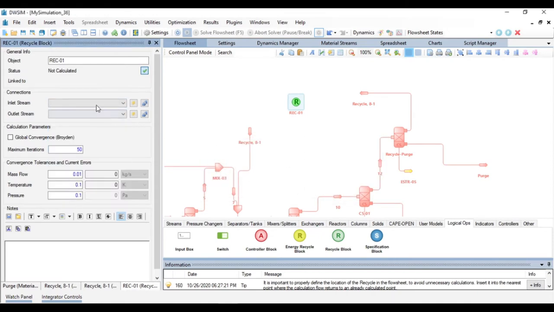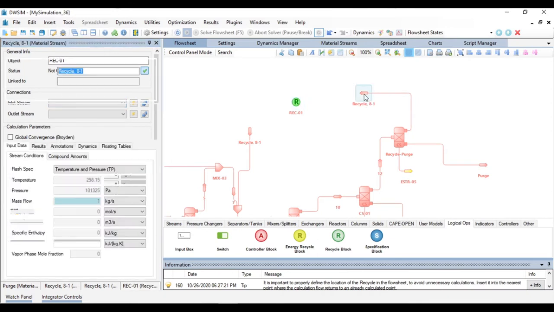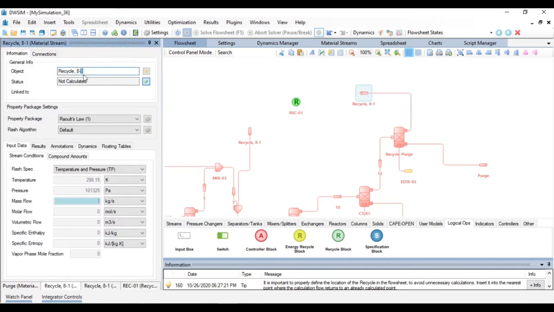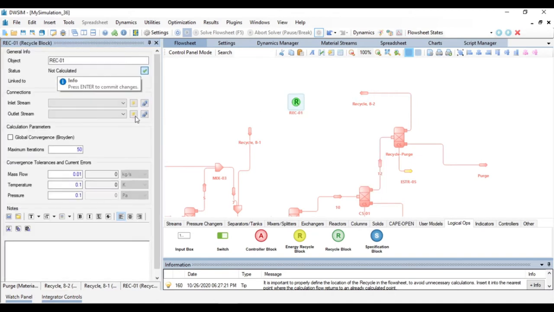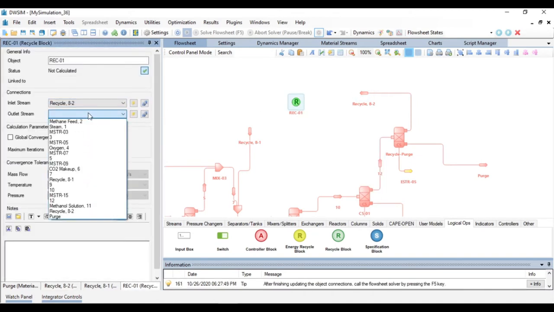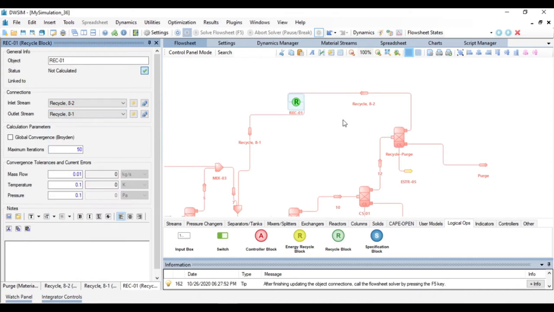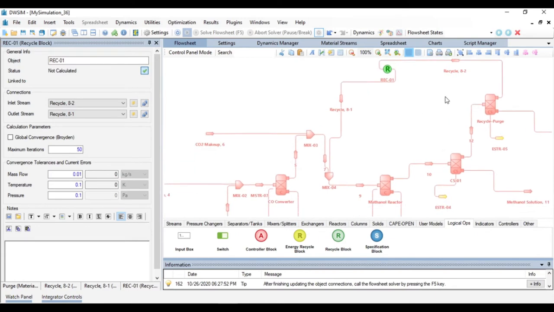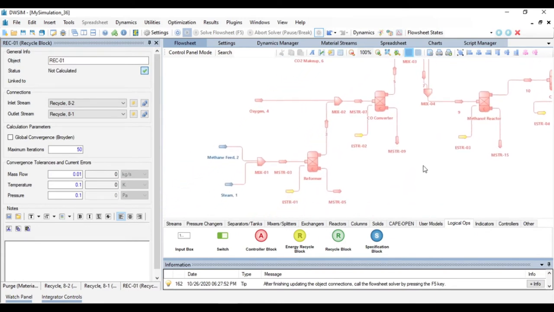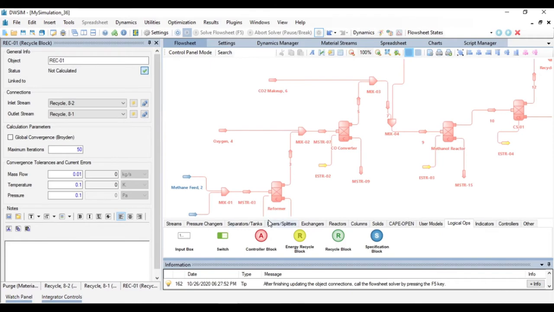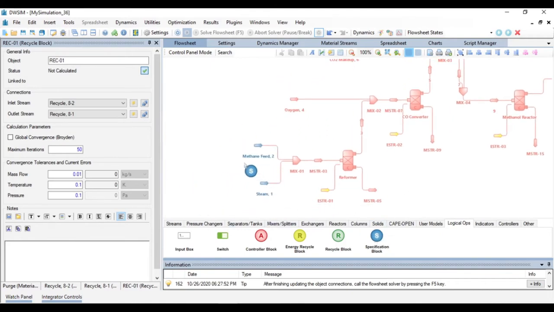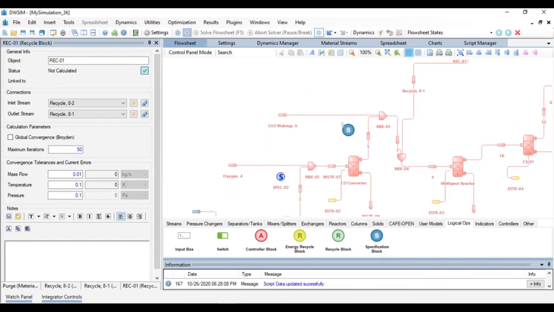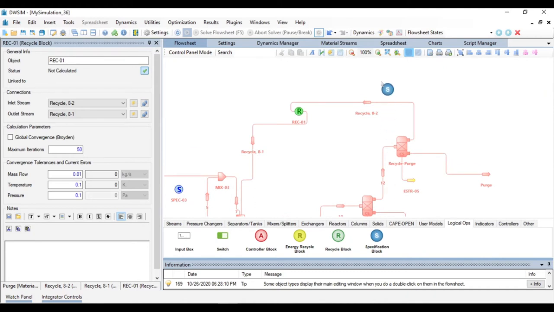Oh, sorry, forgot to rename this. This is the recycle 8-2. Okay, so we will connect recycle 8-2 and outlet stream recycle 8-1. Okay, there you go. Now we will add the specification blocks. So we have one here, one also here, another here, then another here also, and another here. Okay, there you go.